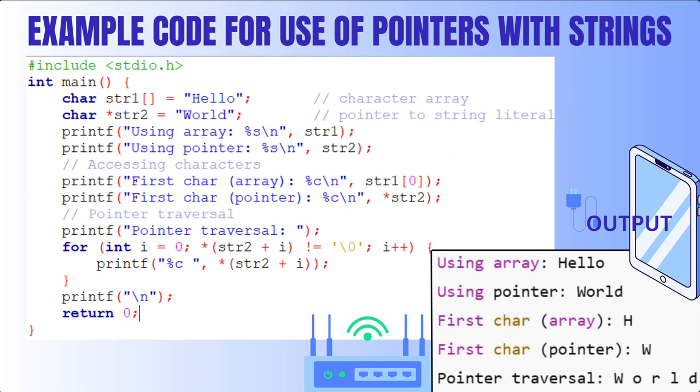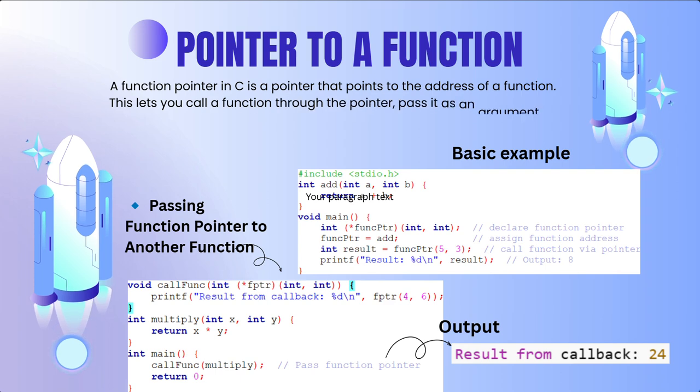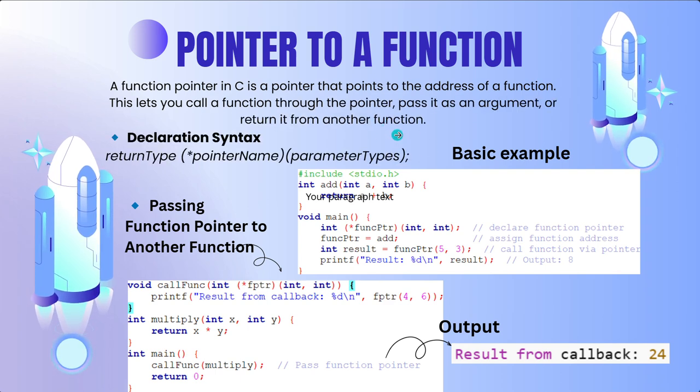Next, moving on, we have pointer to a function. A function pointer in C is a pointer that points to the address of a function. This lets you call a function through the pointer, pass it as an argument, or return it from another function. Declaration syntax: return type, pointer name, and parameter types. Okay, so a basic example is here, we have an add function, and then we return a plus b. I'm really sorry for this.